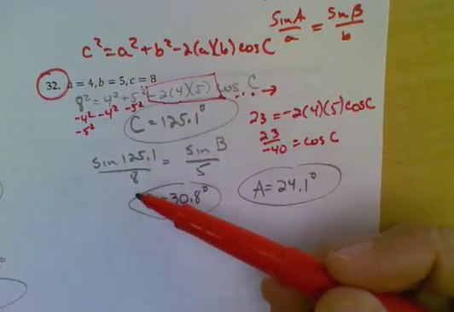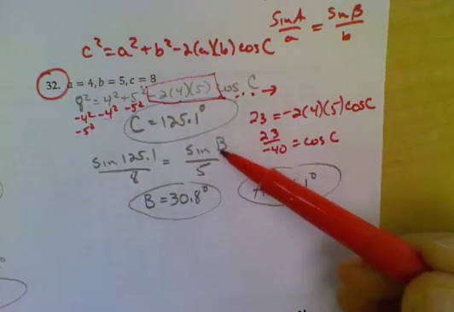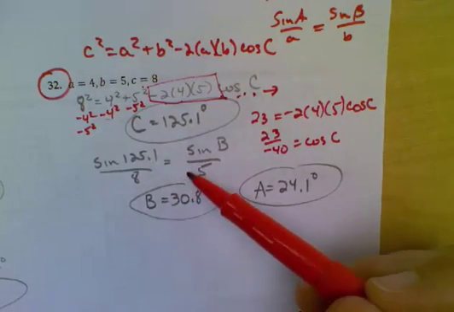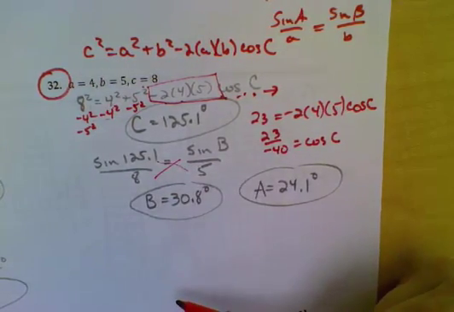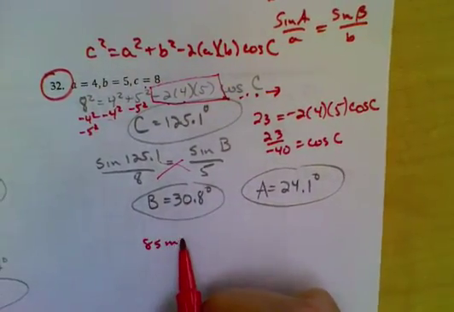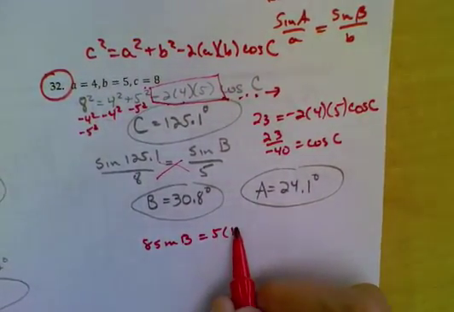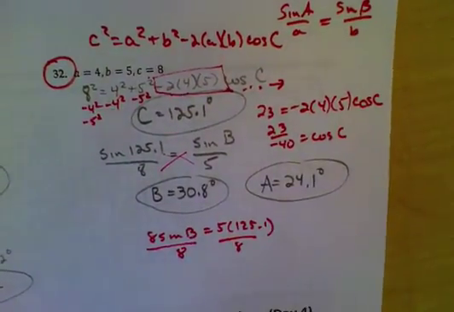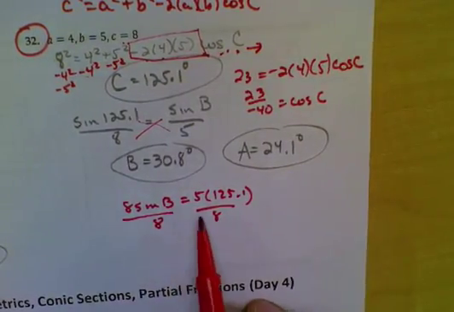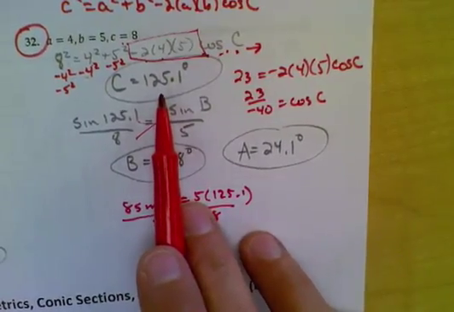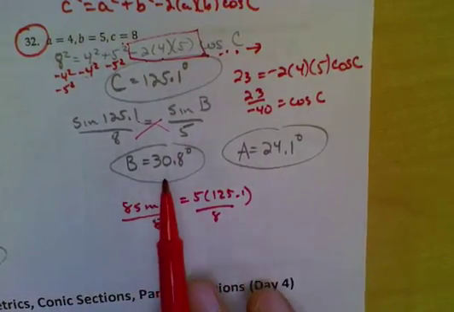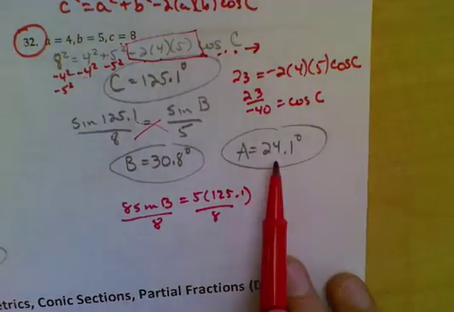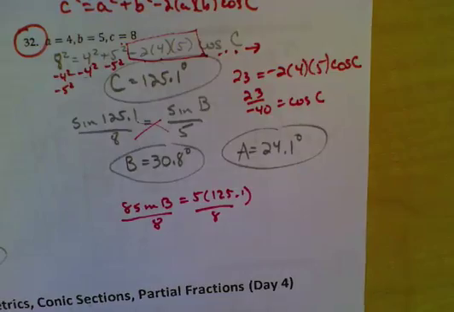Sine of 125 is to 8, because they're opposite of each other, as the sine of b is to 5. I cross multiply 5 times the sine of 125.1. It has to equal 8 times sine of b. So if I do 8 sine of b equals whatever you get when you multiply those two together. To solve, you're just going to divide by 8 and then do inverse sine. And you don't have to worry about a second solution or anything like that, because you already know c is an obtuse angle. So you know that b, when you get it, that's the answer you get. It's going to be an acute angle. It's 30.8. Take those two, subtract from 180. I don't need to see that work. I just need to see that that's 24.1.